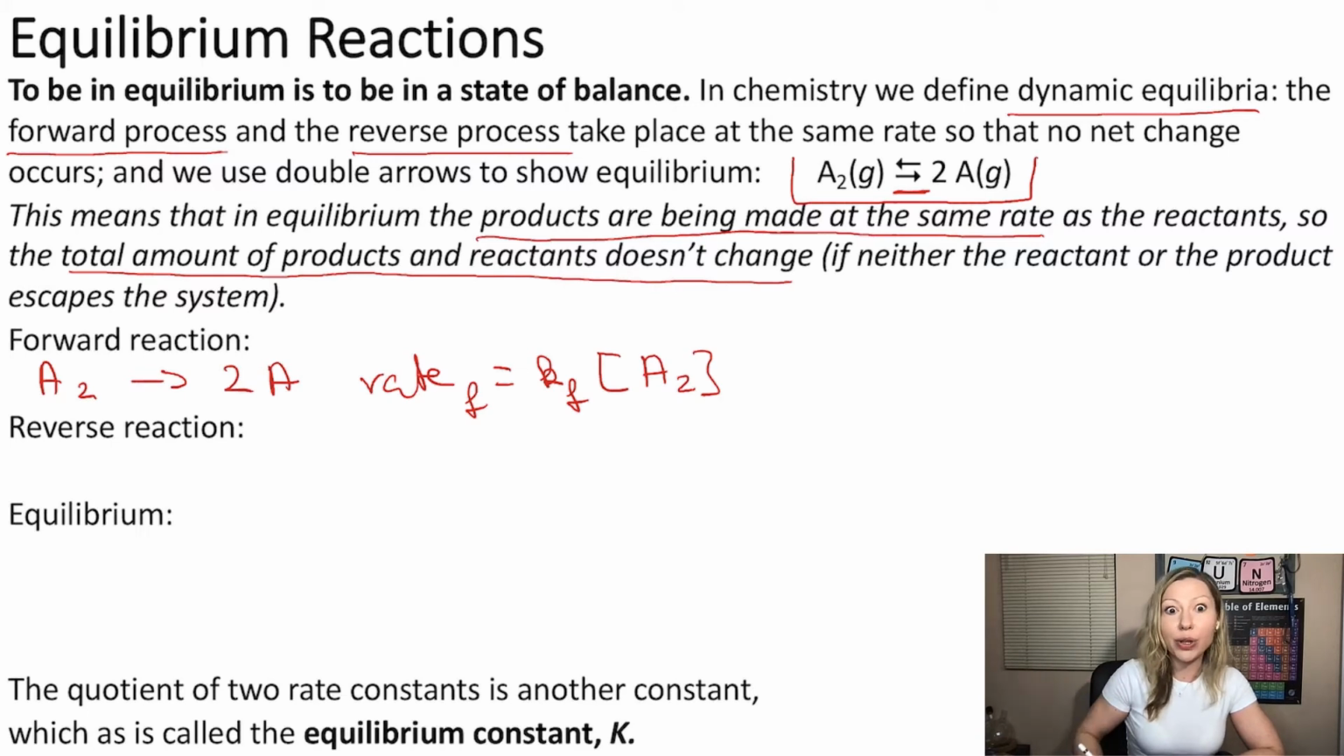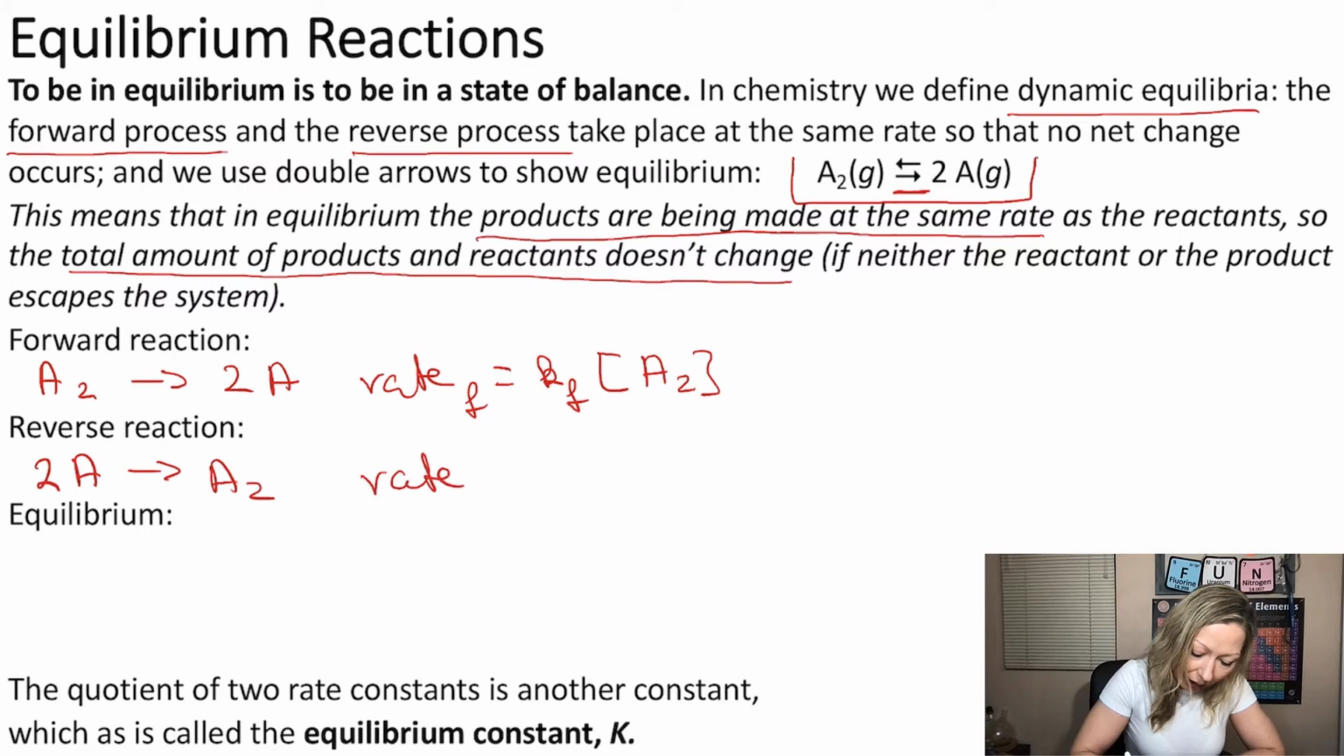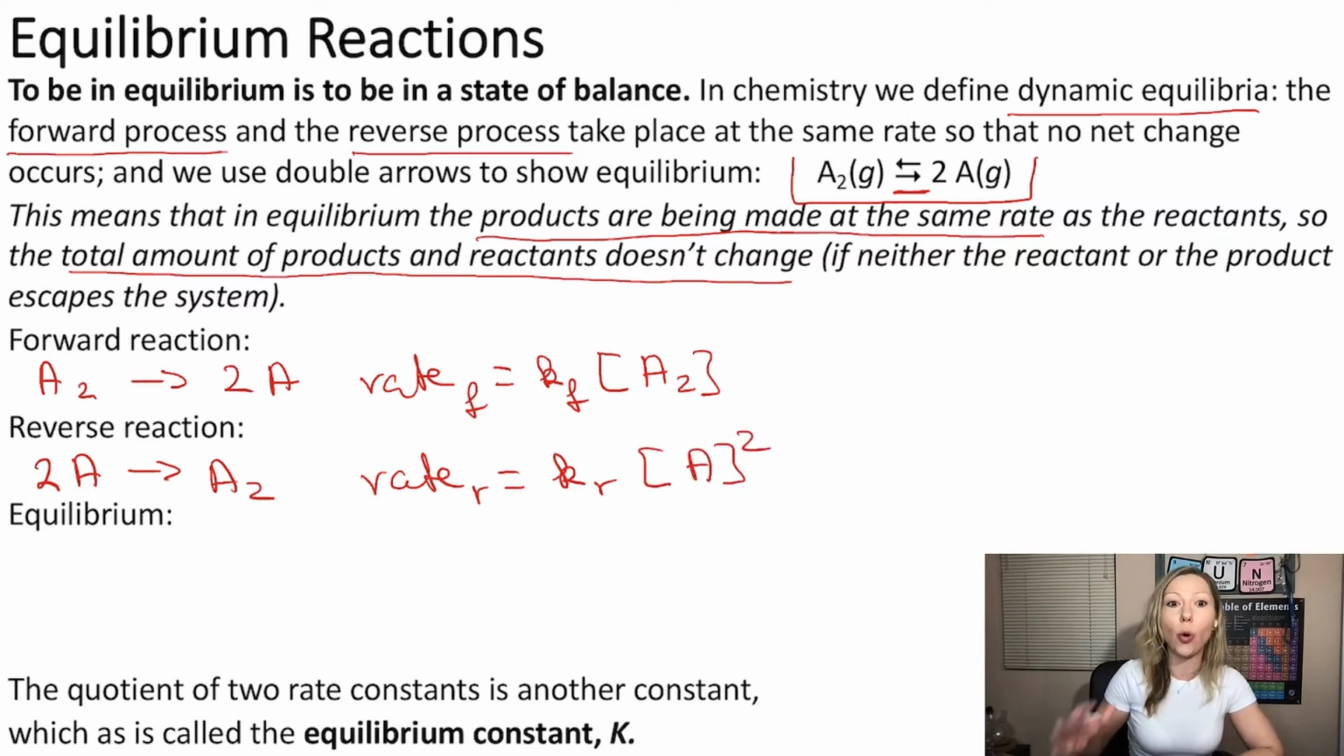What about the reverse reaction? So the reverse reaction is exactly the same, just in the other direction. So my reactant here is 2A producing A2. What is the rate for this reaction? Well, let's call it rate sub R. It's going to equal k sub R multiplied by the concentration of my reactant to the second order.